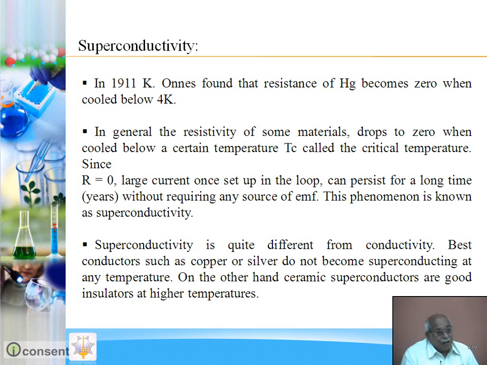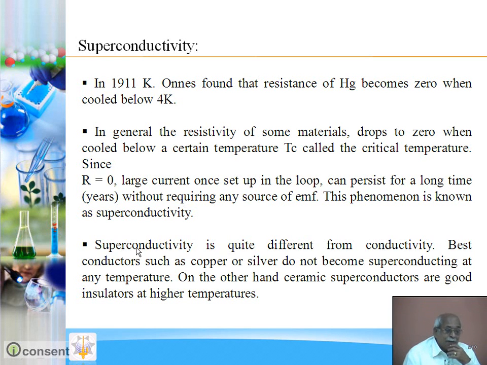So current can persist for a long time. Long time means how long? For several years, indefinitely. So in this way, current can persist in a conductor. Huge current, 100 ampere, 1000 ampere, can persist in a conductor even if the battery is removed. That means without requiring energy. म्हणून याला म्हणतात superconductor. This is called superconductivity. Resistance becomes zero, so large current can persist for a very long time, several years, without requiring source of EMF, without requiring any energy.